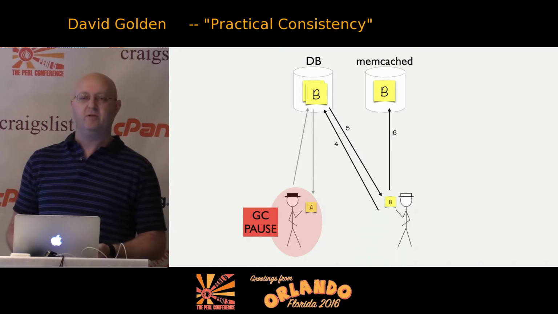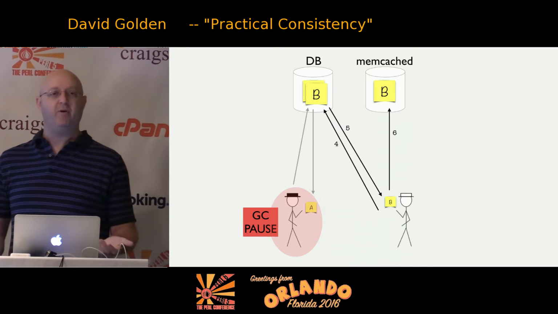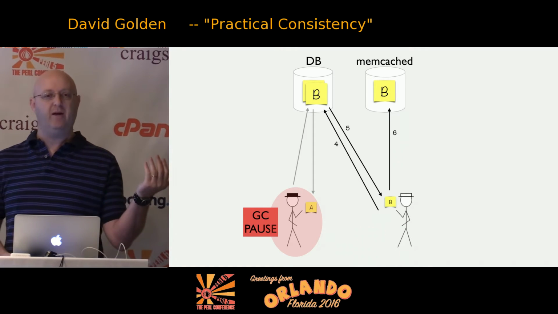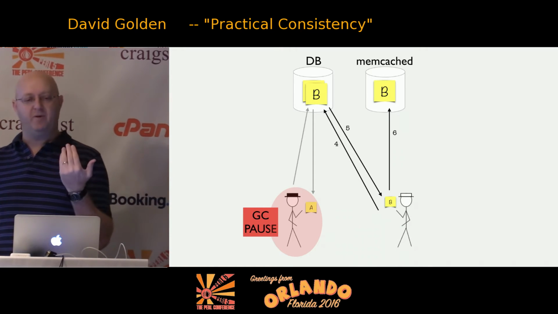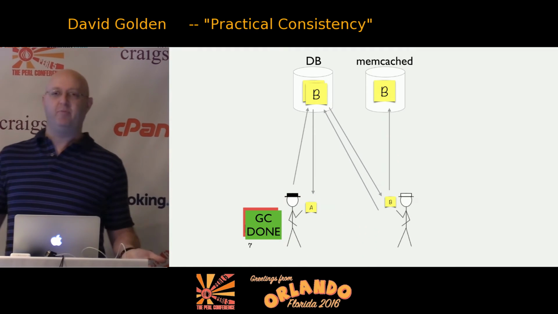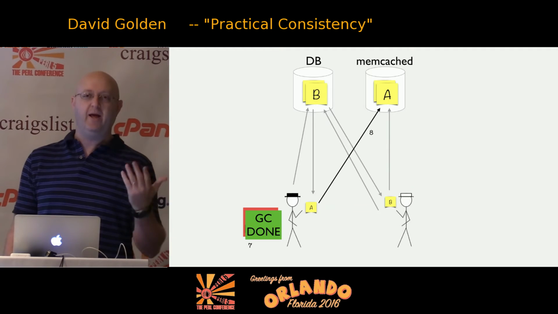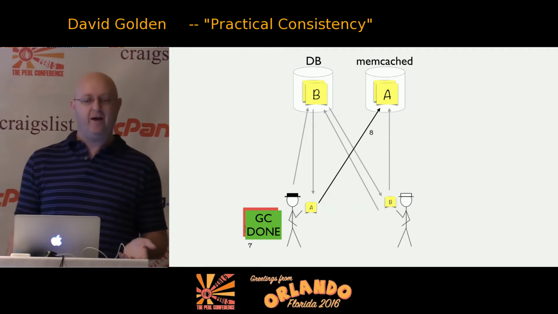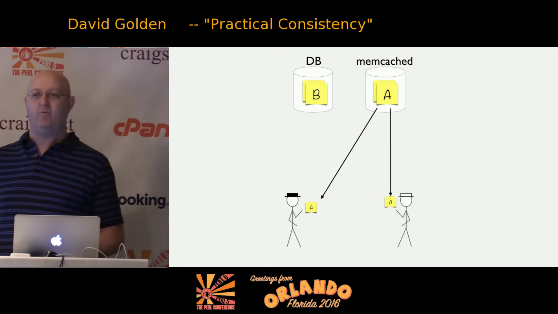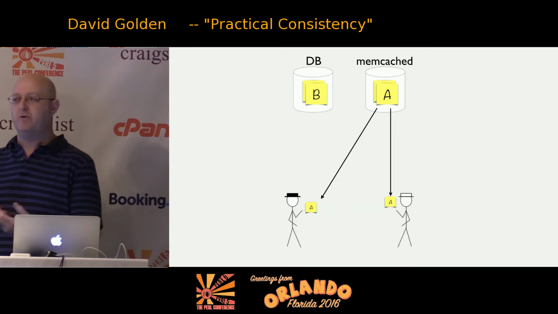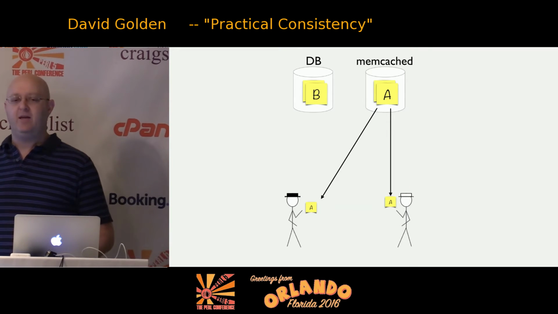Then White Hat comes along and manages to go through the same process without interruption. Writes B into the database, pulls it back down, stores it to memcached, and then Black Hat unpauses. Great, I'm done, I can finish what I'm doing, and the next thing I have to do is store A into memcached. Now you're really screwed, because both Black Hat and White Hat are always going to look at memcached first, and they're always going to find the value A, even though B is over in the database.